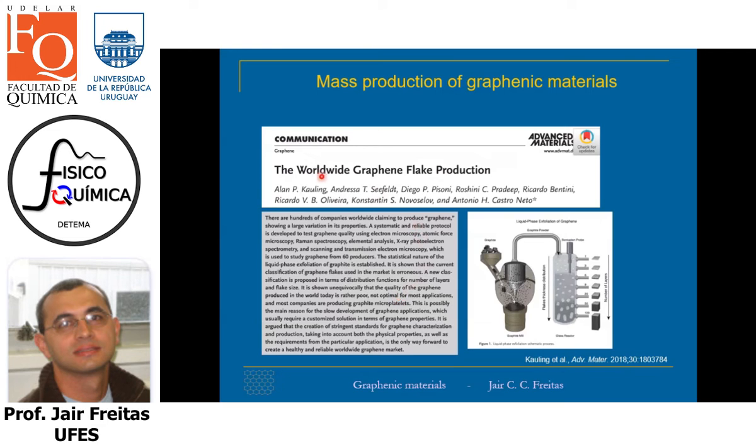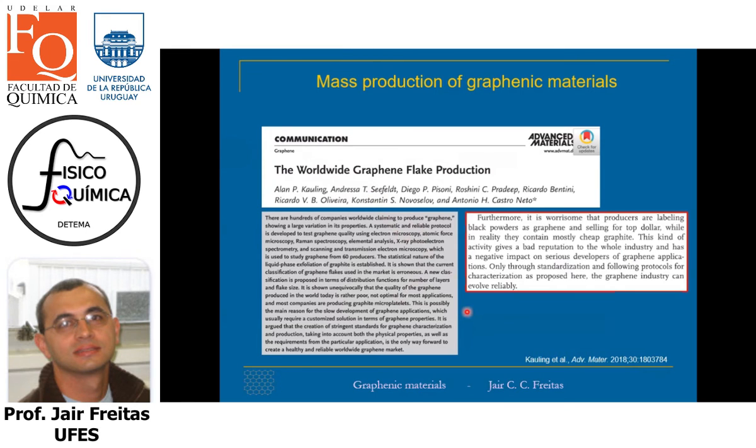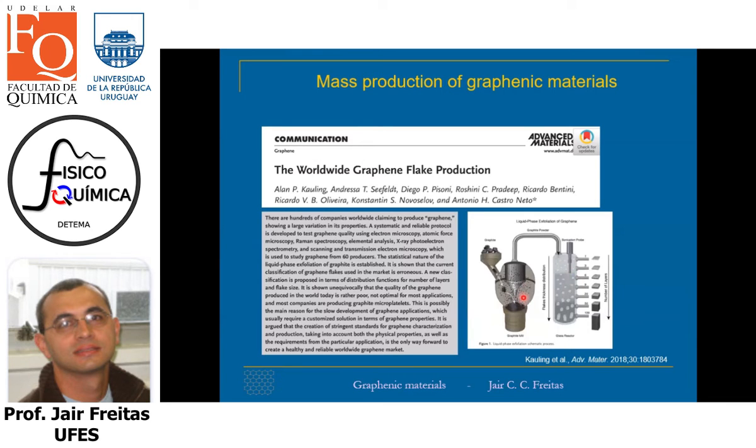Some years ago, this paper was published, making a good review of the different types of graphenic materials produced using this liquid phase exfoliation in large scale. And they concluded, the analysis is very complete. One of the conclusions was that the materials are composed of different distributions of particles containing a number of aggregates with different numbers of graphene layers, and the quality of the material is highly dependent on the methods, the type of instrument used, and the methods used to produce the exfoliated material.